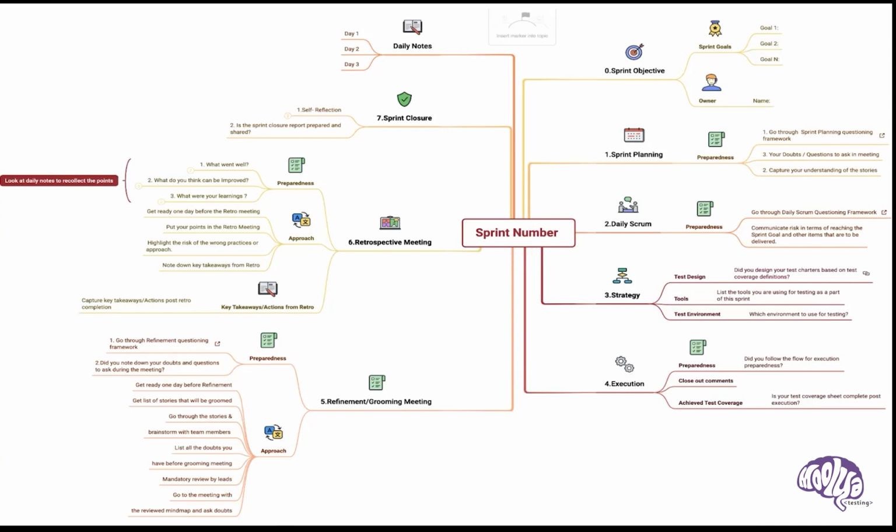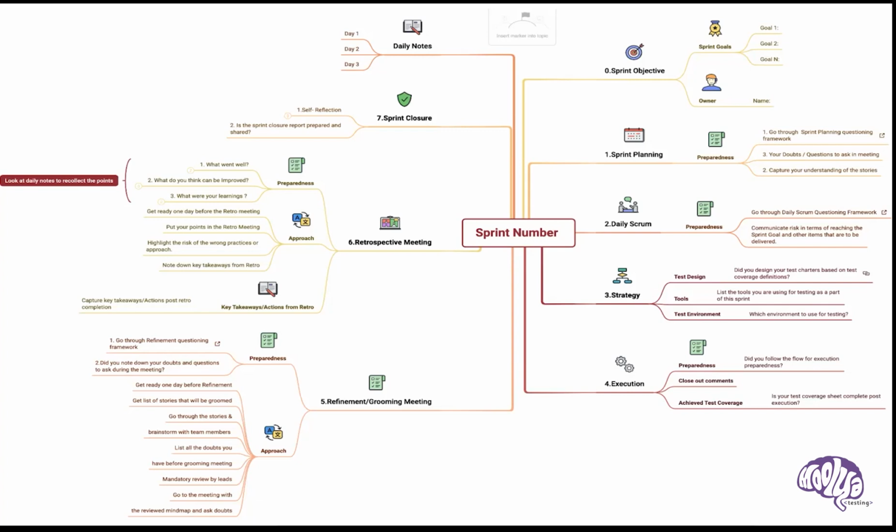Then comes strategy. In strategy, we do test design, in which we go through the questionnaires, and again, we choose what charters we want to execute as part of this user story, and what level of coverage we want to do in this particular user story. That is done with the product manager or the development manager, along with what kind of tools we will be needing or using in this particular sprint for testing the user stories or epics, and what environment we will be using for testing. So these are the things that we do in strategy.